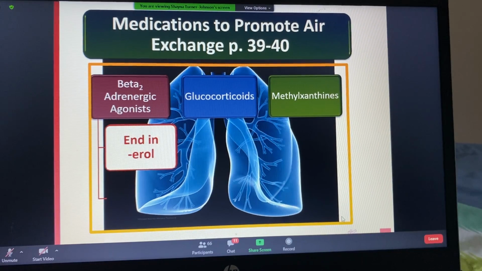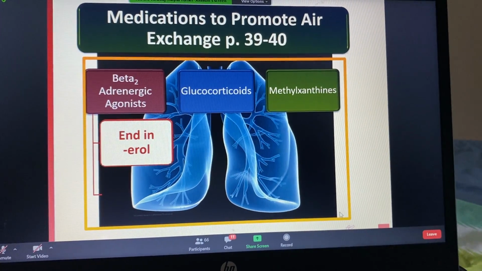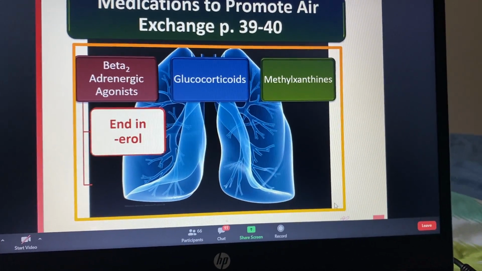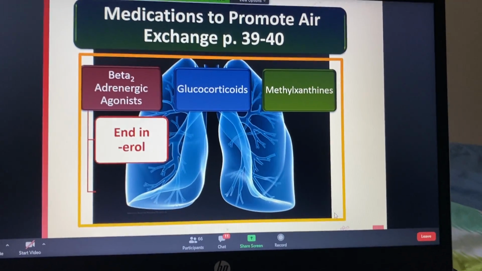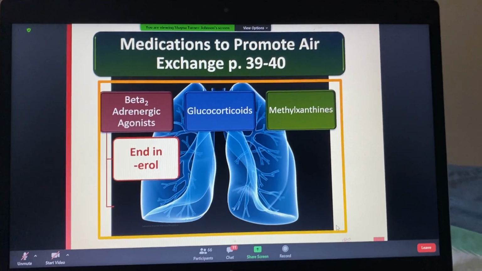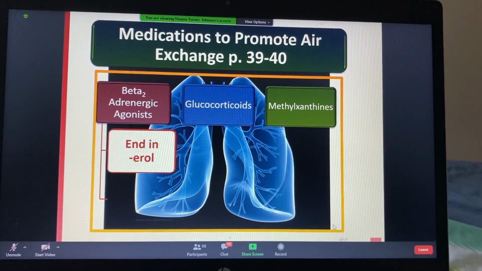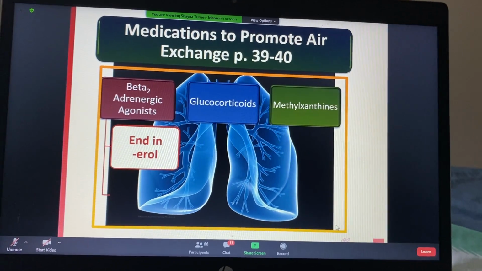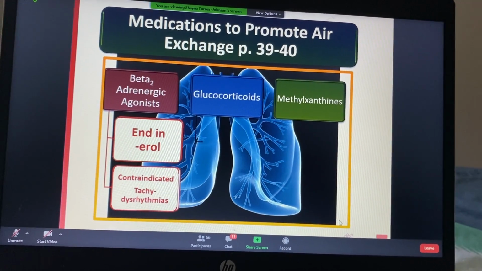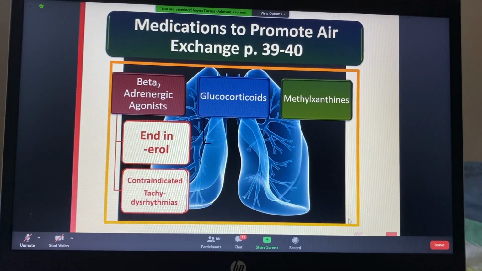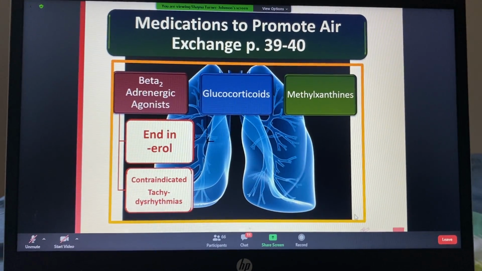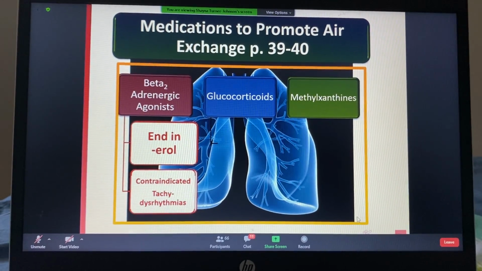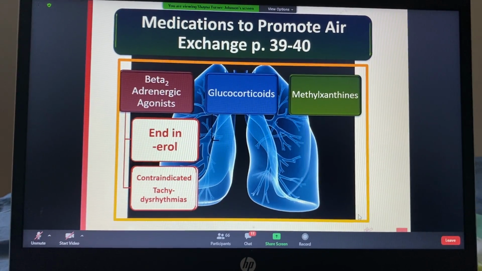So these medications are going to end in -erol. Okay, so albuterol, just what we talked about. Levalbuterol, formoterol. Those are beta-2 adrenergic agonists. These medications are contraindicated with tachydysrhythmia, so any cardiac dysrhythmias that are tachycardic in nature, because a side effect of them is tachycardia.